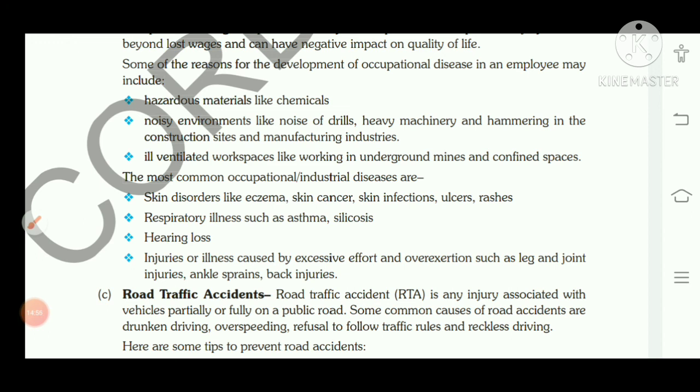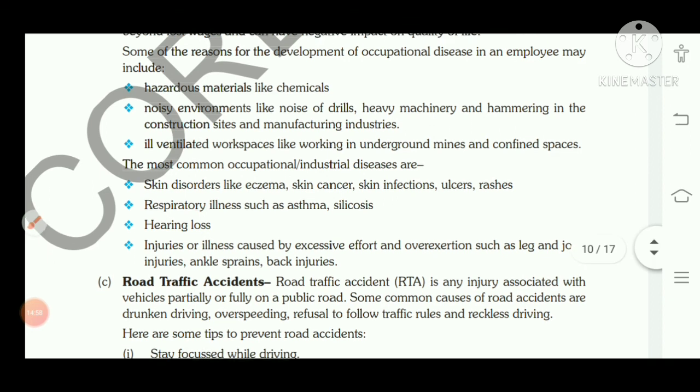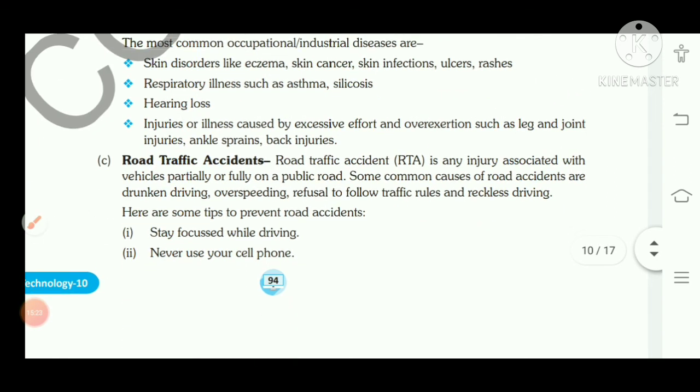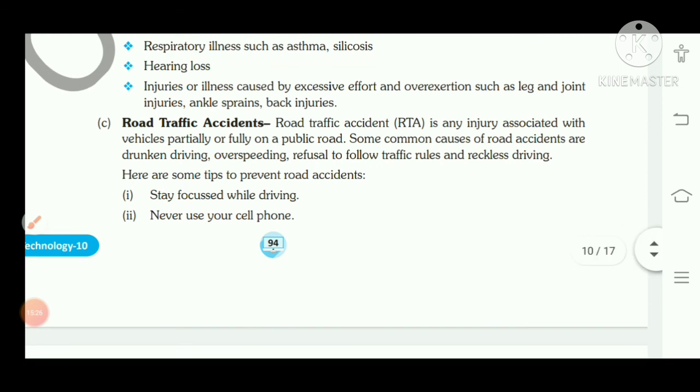कुछ अल्सर हो गए, रैशेज हो गए, respiratory illness हो गया. Nowadays there are dustless chalks, अब तो जो आती है ना. Previously this thing happened. Hearing loss हो गया, that you are doing a job in mining, daily machines are there, so your ears are getting a lot of noise, and because of that your eardrum is not able to work. So this thing is hearing loss. Injuries or illness caused by excessive efforts, ठीक है, over exertion हो गया, leg pain, joint pain, injuries, ankle sprain, so these things happen. Next is road traffic accident.